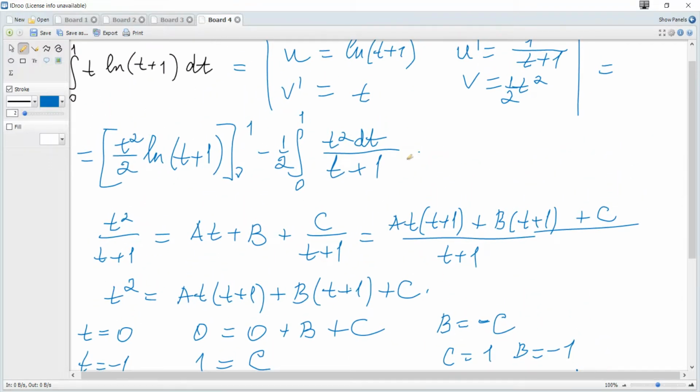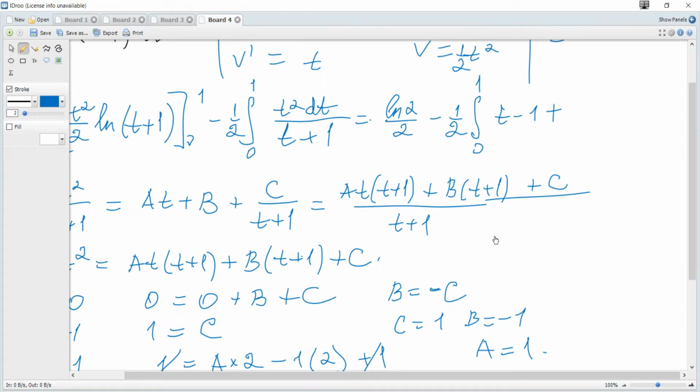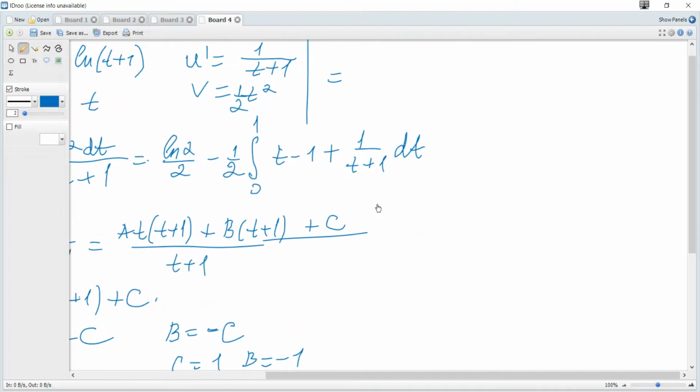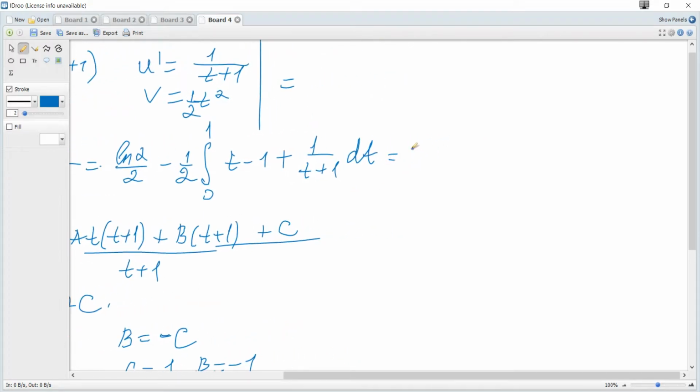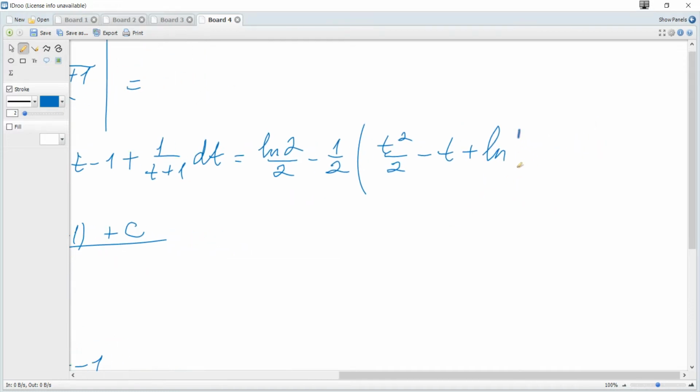So our integral becomes, we can substitute limits, so it becomes 1 over 2 ln 2, so it's ln 2 over 2, minus a half, integral from 0 to 1 of t minus 1 plus 1 over t plus 1 dt, and it becomes ln 2 over 2 minus a half, times t squared over 2 minus t plus ln of the absolute value of t plus 1, with limits 0, 1.